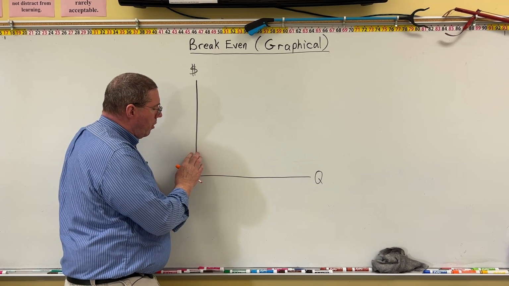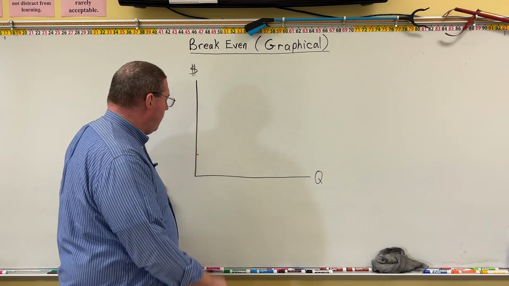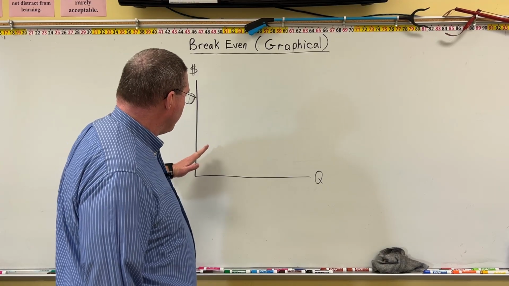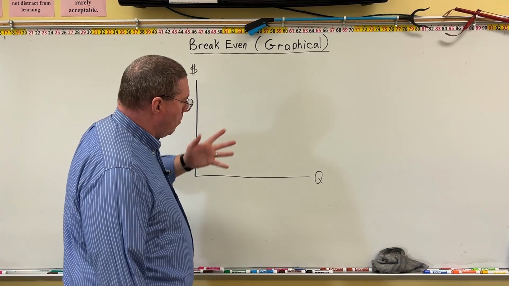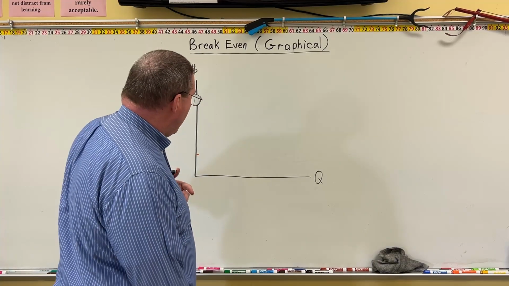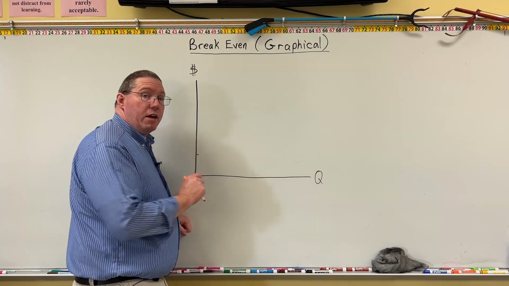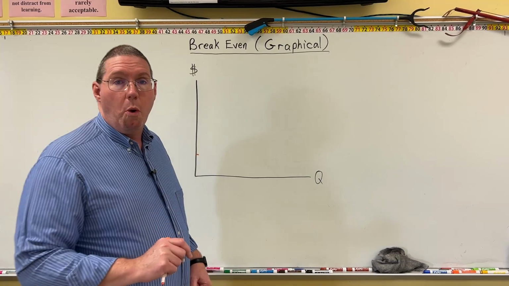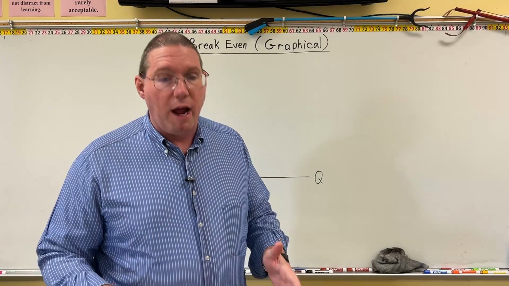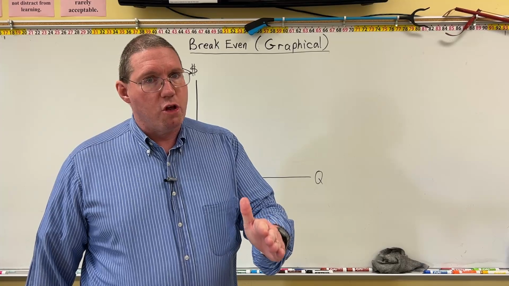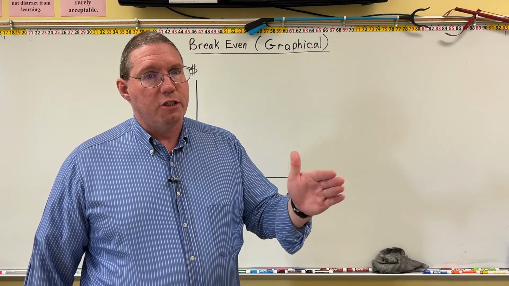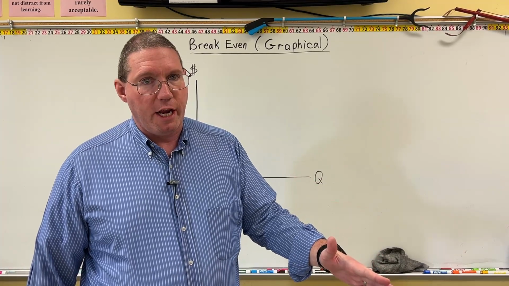And then what we want to know is, well, what's the behavior of the graph of fixed cost? Is it going to go up as quantity goes up? Is it going to go down as quantity goes up? Is it going to go across? And here's what we have to remember: fixed costs do not change with quantity. We've said it a few times. I'm re-emphasizing it. Fixed costs do not change as quantity changes.